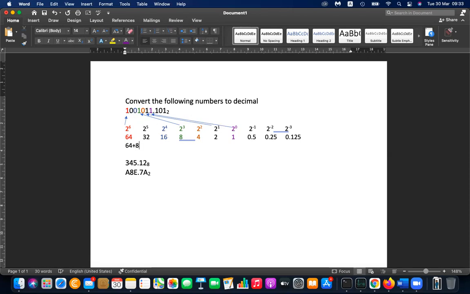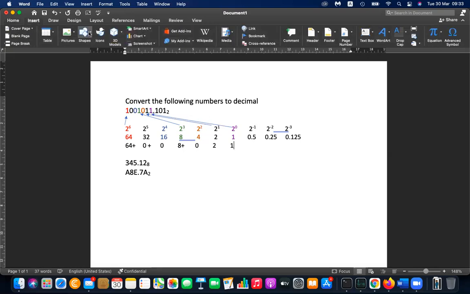8 you have to add. Then, or you can say 0 plus 0 likewise. Here also 0, you don't have a value. This is 8 plus, and you have to add 4, you don't have a value. 2 you have a value, it's 2. 1 you have a value, it's 1. And the same for decimals.